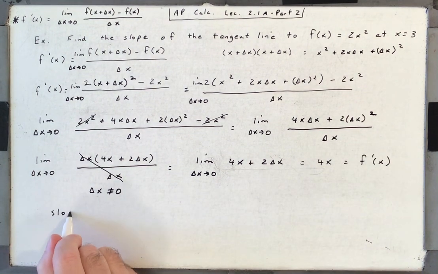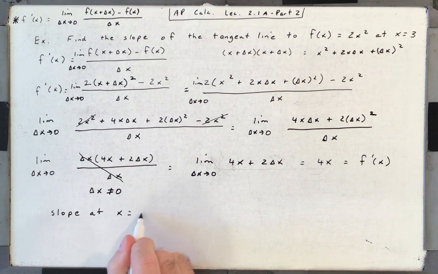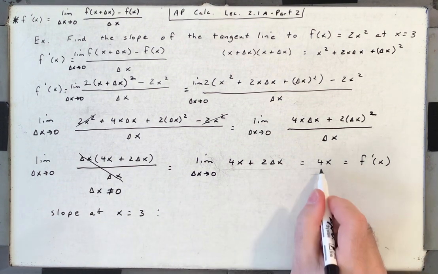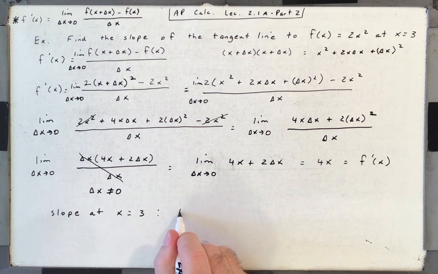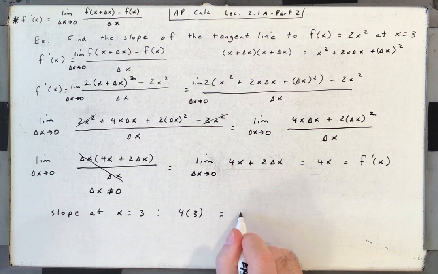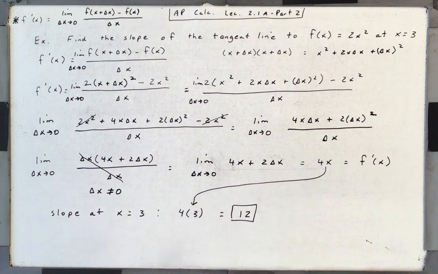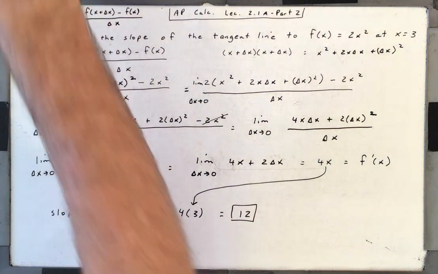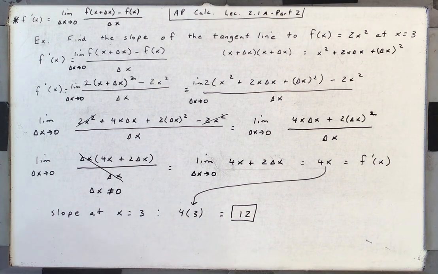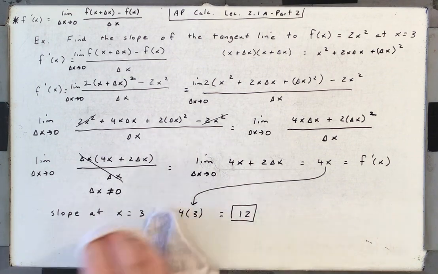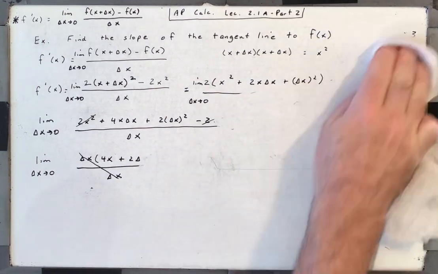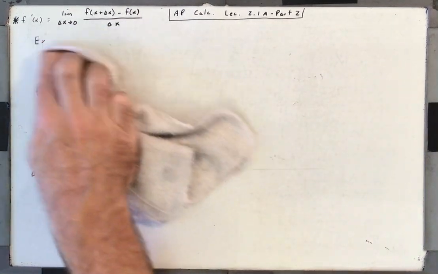So the slope at x equals 3, you just plug 3 into this equation. So that's going to be 4 times 3, and the slope is 12. Okay, so these problems are tedious, but your future is filled with me showing you shortcuts to this tedium. And you'll be able to find the derivative much, much faster. But we have to learn to take derivatives using the formal definition first.